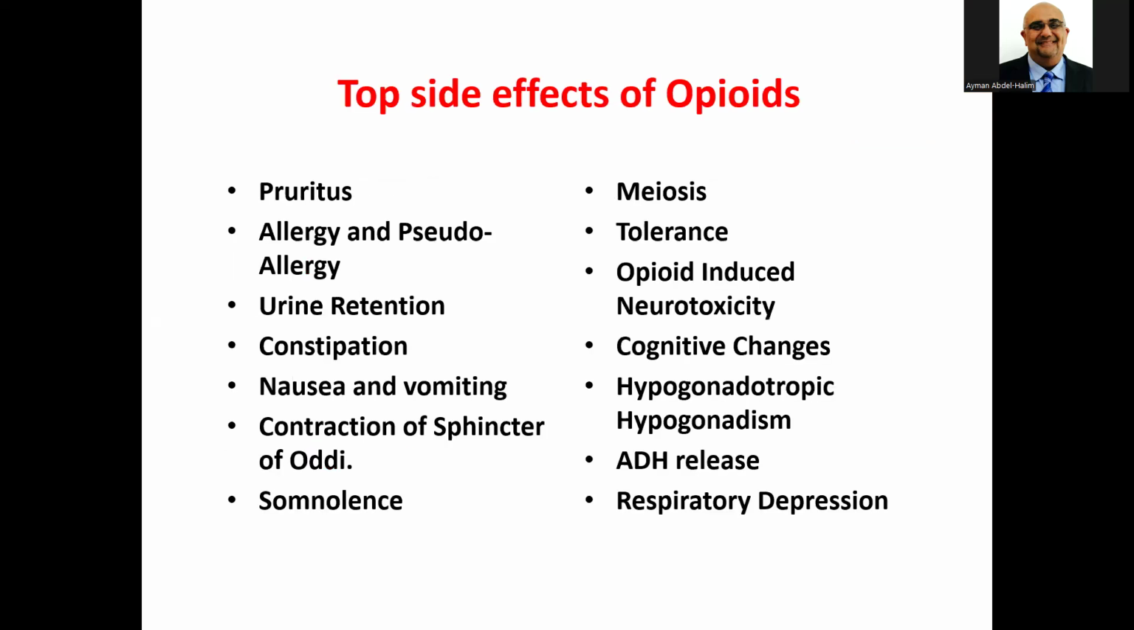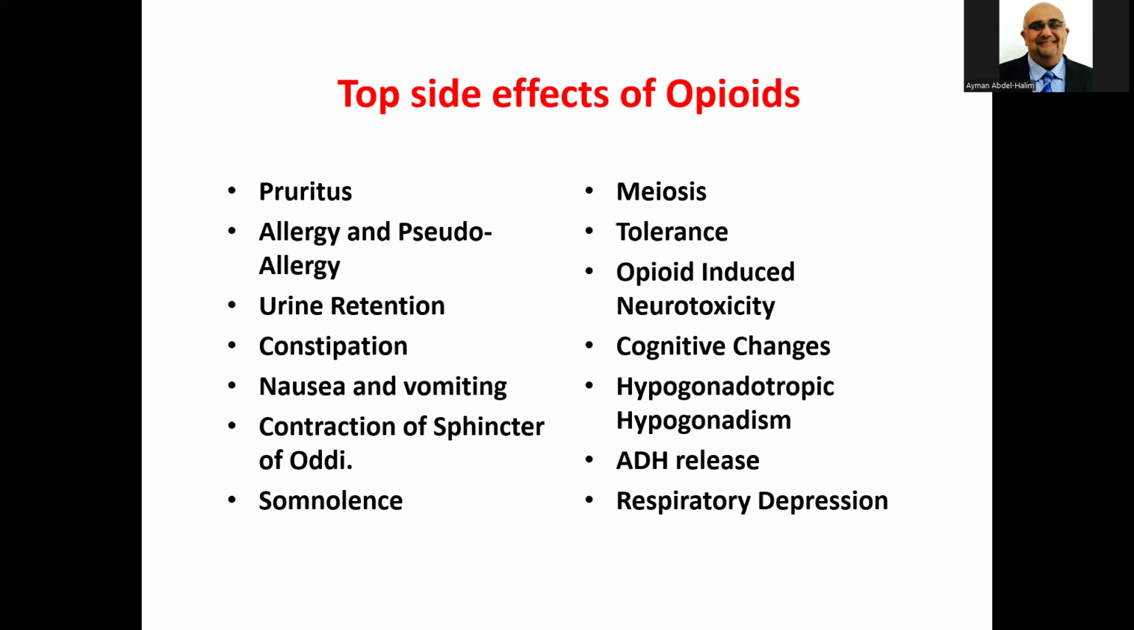Okay, top side effects of opioids. We talked about it in our presentation, opioids and opiates. By the way, opioids are the semi-synthetic and synthetic drugs. Opiates are the natural ones, and basically there are two of them: morphine and codeine. These are the natural opiates. Okay, just for terminology purposes here.